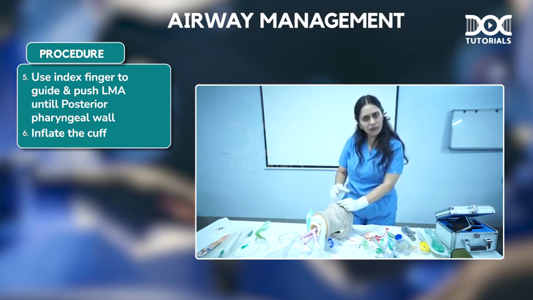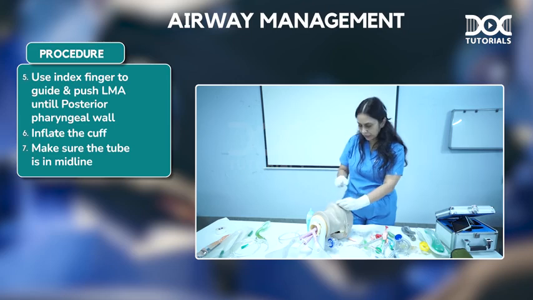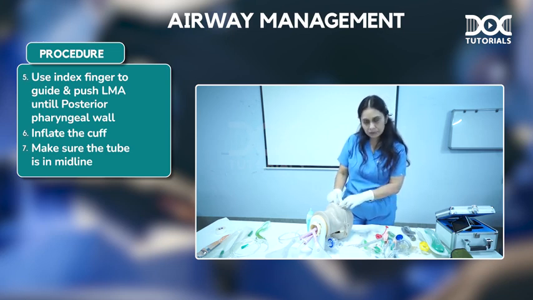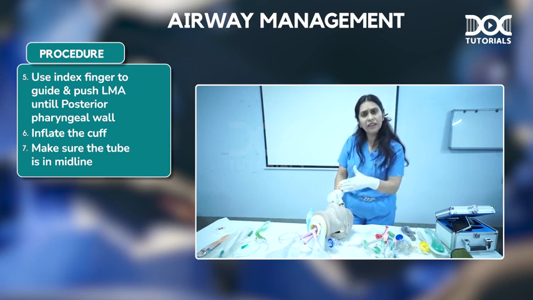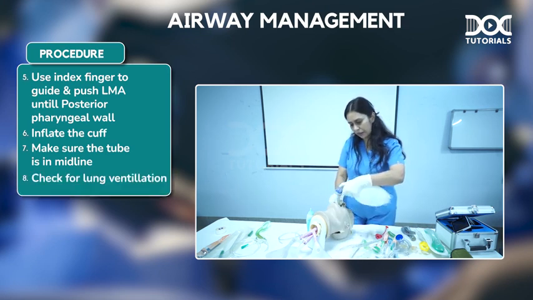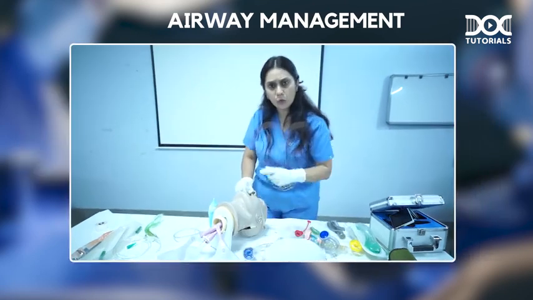Once I see this, a very important thing is that it should be in the midline. See, there is a line on the back of the LMA. I'll show you. This line should be in the midline, right? All these indicate that it is at the right place. So I have inserted it, inflated the cuff, and a little bit has come outside. Then I will connect and ventilate the patient. So I can see both my lungs are getting ventilated. You are getting my point? So this is how we insert the LMA.